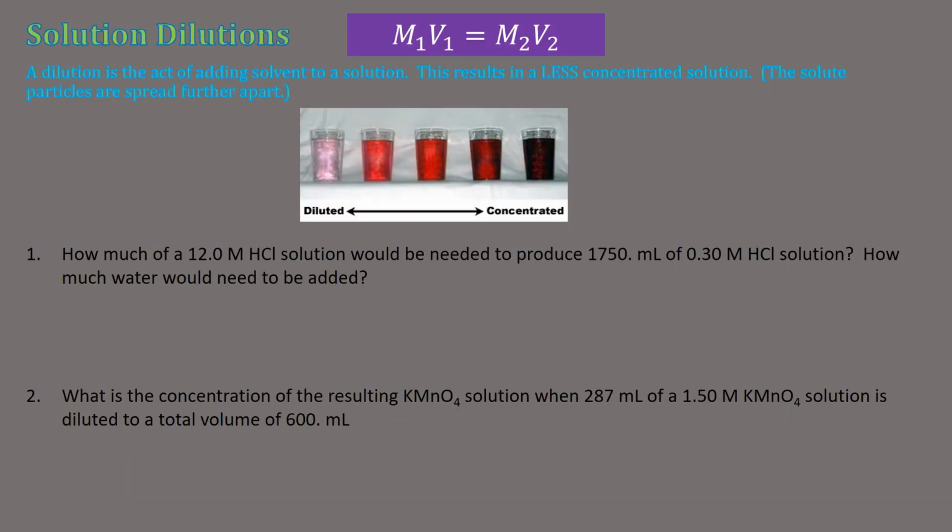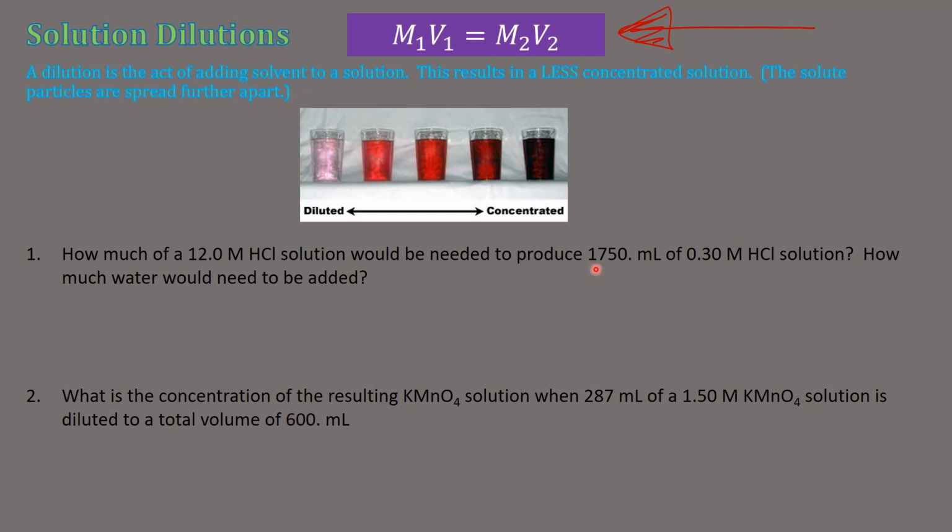All right, so solution dilutions. Here's the equation up here, right? M1V1 is equal to M2V2. Anytime you're doing a dilution, you're adding solvent, and so it's getting more diluted. So if you look here at this picture, it's more diluted down here. So it has less solute per solvent, right? So we could take this and add a little bit to this cup and then add some water or whatever the solvent is and then dilute it and dilute it and dilute it, right? So that's all a dilution is, all right?